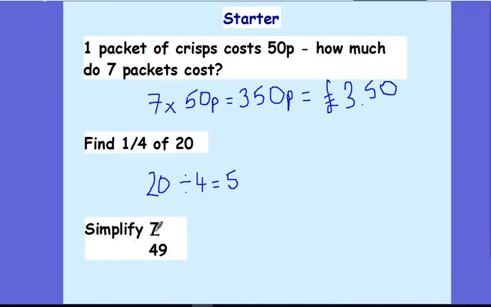What number goes into both 7 and 49, Macy Jane? 7, lovely. So I can divide top and bottom by 7. Because to simplify, we need to make sure we do the same to both the numerator and the denominator, which leaves me with 1/7.